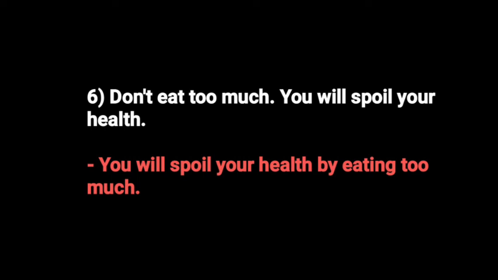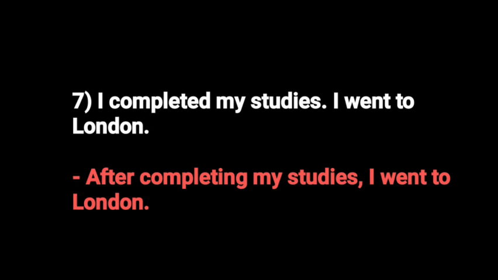Sixth sentence: Don't eat too much. You will spoil your health. For the simple sentence, we use the gerund form, which means verb plus ing. So the simple sentence is: You will spoil your health by eating too much. Next sentence: I completed my studies. I went to London. We also use the gerund form to make it a simple sentence. After completing my studies, I went to London. It is a simple sentence.